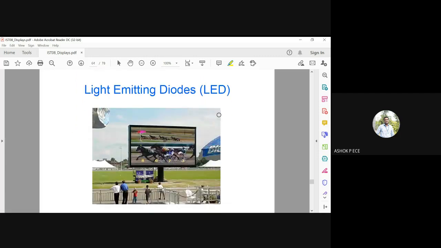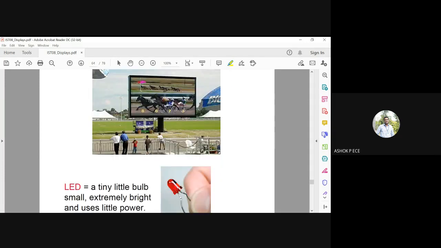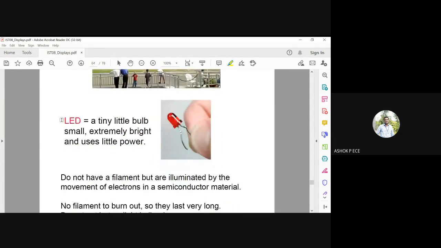The next one is the LED based system. This is an example of an LED, light emitting diode, based display, a very big display you have in a stadium. LED is the short form; the expanded form is light emitting diode. It's a tiny little bulb, small, extremely bright, and uses little power. You just need to connect a voltage and it will start glowing.